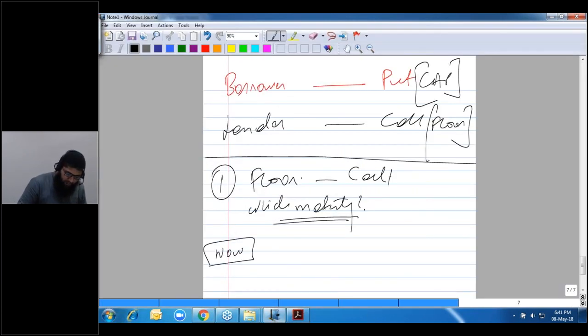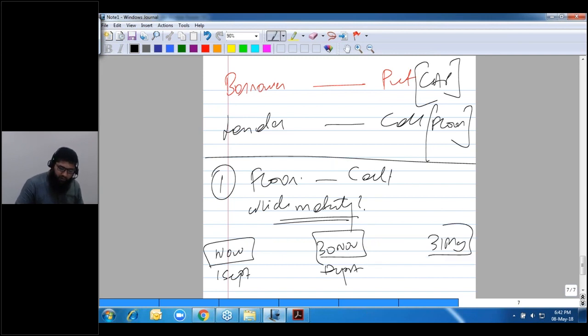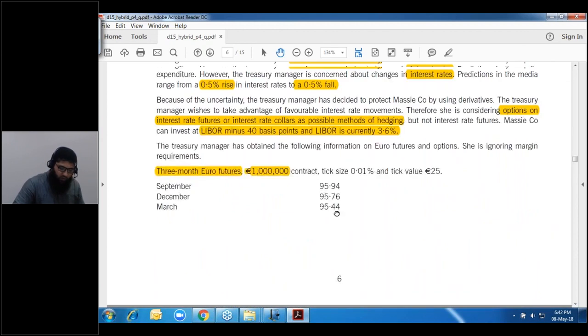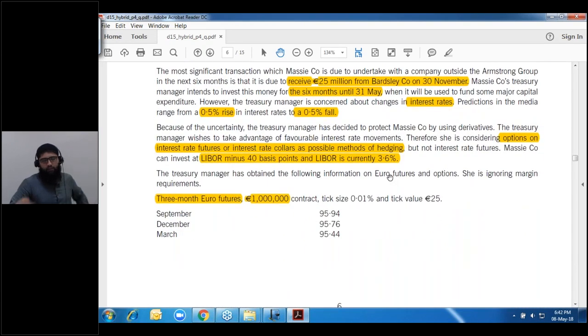We said that it is now 1st of September. On 30th November, you are actually expected to deposit the money into the bank up till 31st May. So how is it a lender? You need to understand the question here: what is the company planning to do? The company is expected to receive this money, and when they receive it, they would deposit it into the bank. So if they're going to deposit it into the bank, they're a lender.